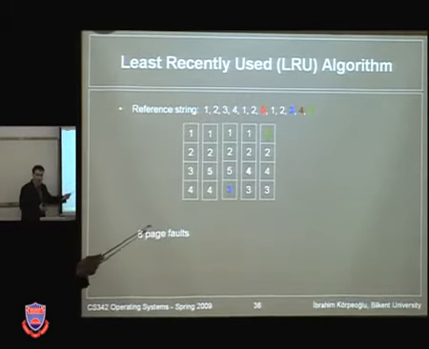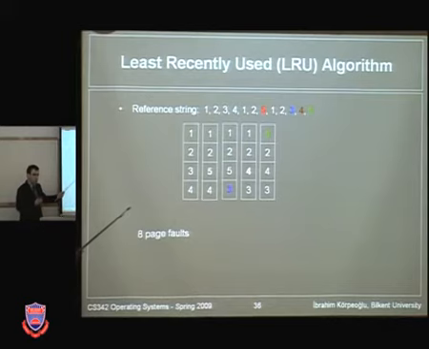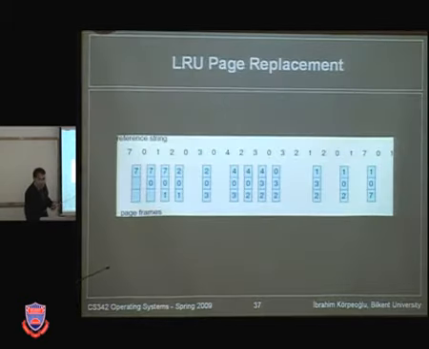For the same string you can look, for example, at how many page faults there will be if you use the optimal algorithm or the FIFO algorithm, and you can then compare the algorithms. Any questions?